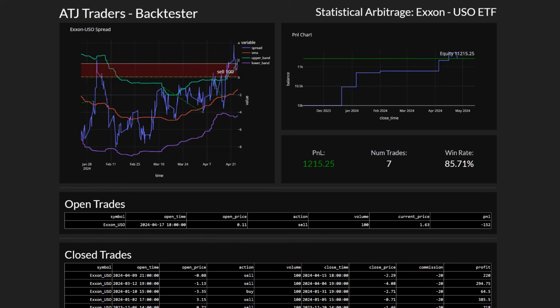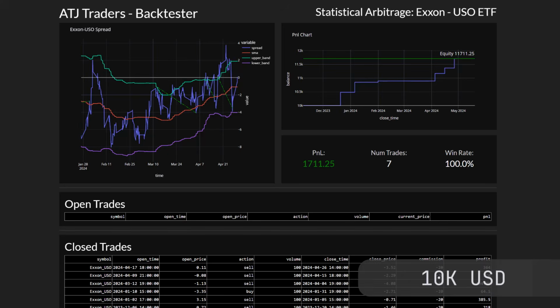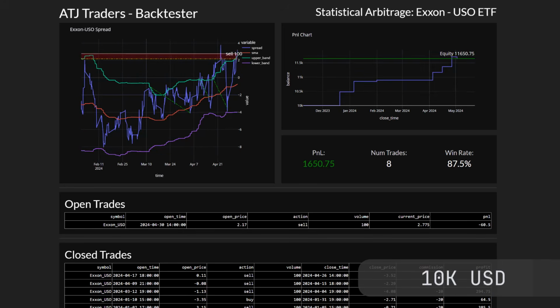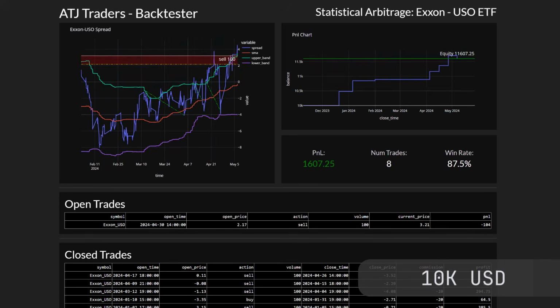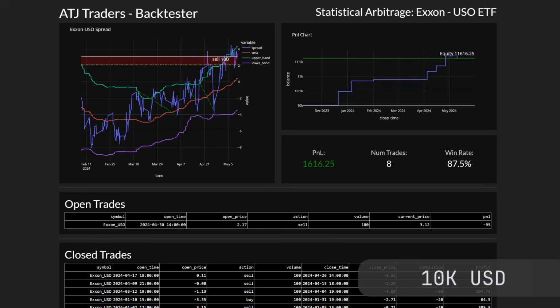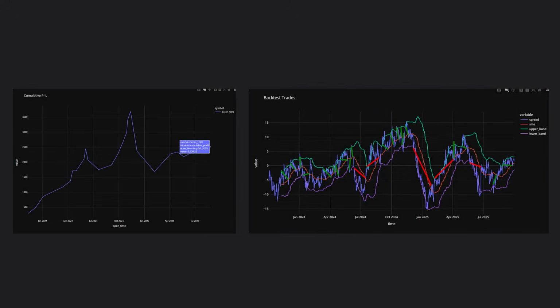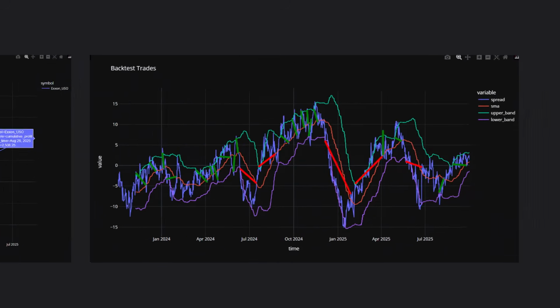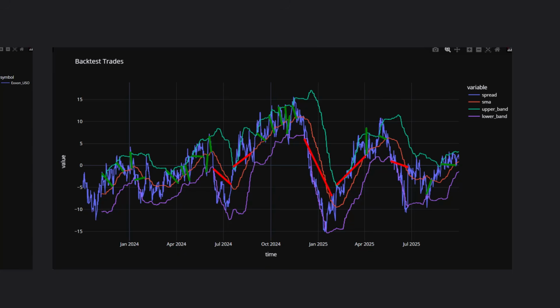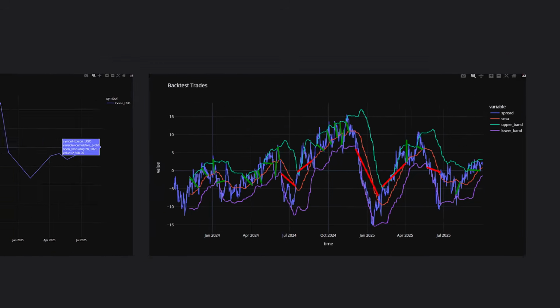In the backtest, we are trading with a starting balance of $10,000. The position size is 100 stocks of Exxon against 150 stocks of USO ETF, which is based on the ratio that we have computed. In total, we have generated a backtested P&L result of plus $2,508. On this chart, you can see all the trades in the backtest visualized on the spread chart.